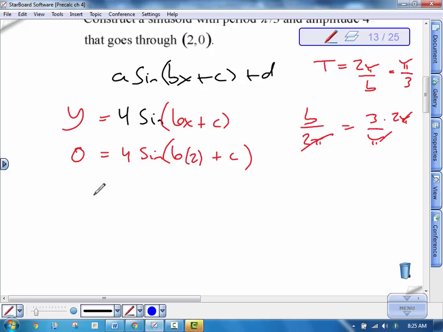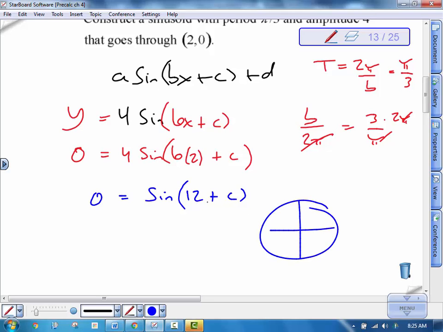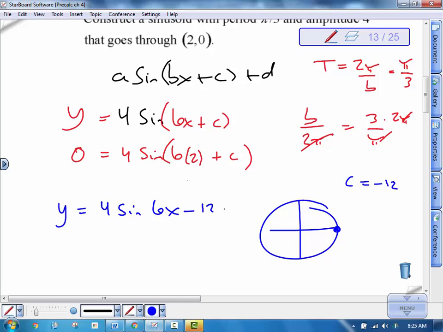So divide both sides by 4, you get 0 equals the sine of 12 plus c. Well, on a unit circle, if you want to look at where this would be, c would have to be negative 12, because we know the sine of 0 is 0, so we want to make sure that whatever we subtract here gives you sine of 0 so that we get 0. So c is negative 12, which makes our function y equals 4 sine of 6x minus 12.